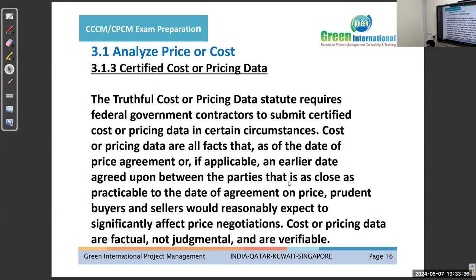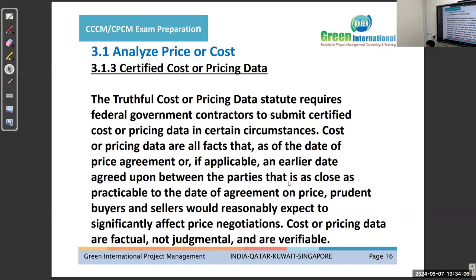Or there might be some government rules, which differ from country to country, which will determine the material prices. So all of these details will come under the certified cost and pricing data. This data has to be used while making this cost by the seller, and the seller has to share that data with the buyer while making the analysis of the price and cost.